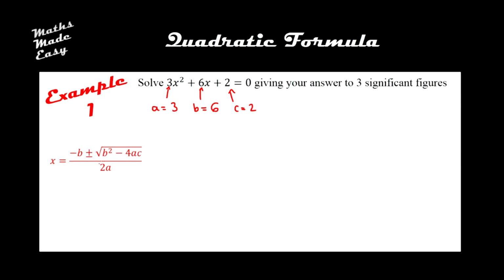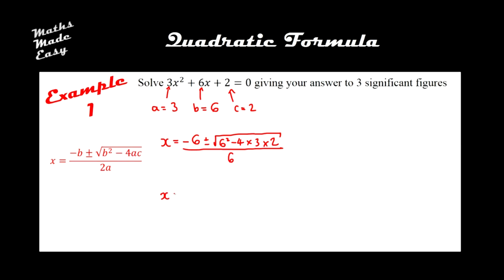The next thing you're going to do is substitute these values into the quadratic formula. So we're going to write this out again, x equals, and then everywhere there's an A, I'm going to write a 3, B, I'm going to write a 6, and C, I'm going to write a 2. So it starts with negative B, so that's negative 6. Then I have plus or minus the square root of B squared, well that's 6 squared, minus 4 times A, well A is 3, and times by C, and C is 2. And all of this is divided by 2 lots of A, so 2 lots of 3, which is 6.